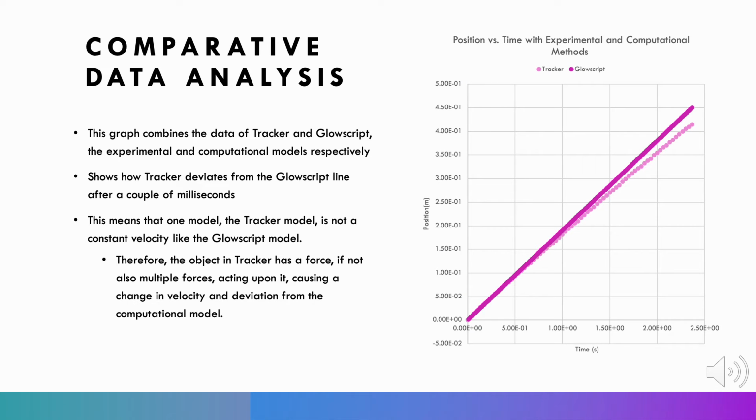When comparing the data between the Tracker and GlowScript methods, we see that the Tracker data deviates from the GlowScript trendline after a couple of milliseconds. This means that the Tracker data did have forces acting upon it and did not have a net force equal to zero.